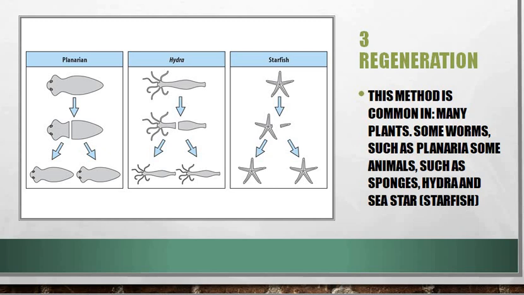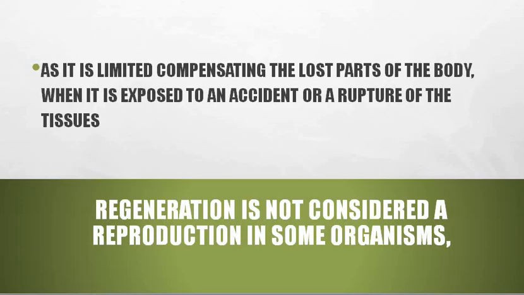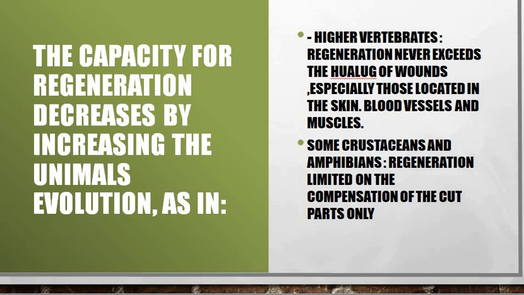Here, the third type is called regeneration. This is the third method here, which is common in many plants, some worms, and some planaria. And planaria here divides by regeneration, as do the sea star and starfish. It compensates for the lost part of the body when it is exposed to an accident or rupture. It compensates the lost part by regeneration.